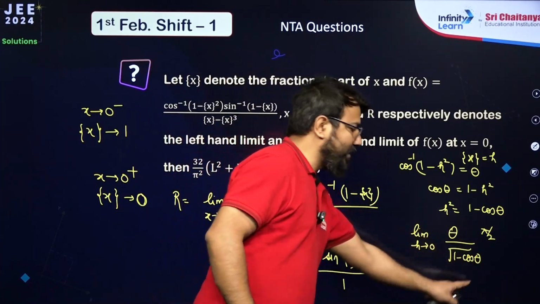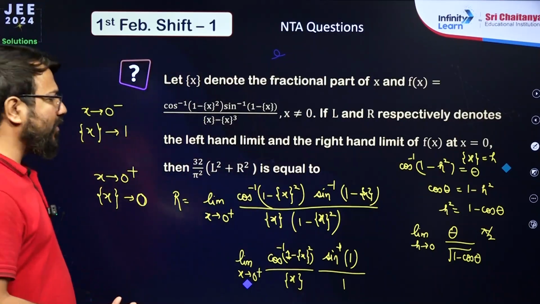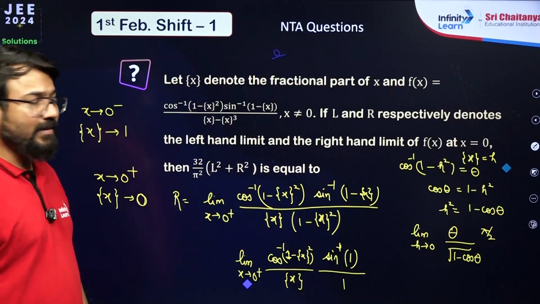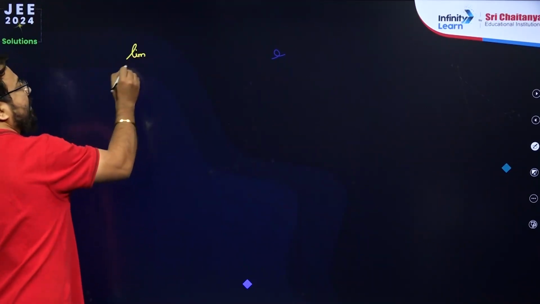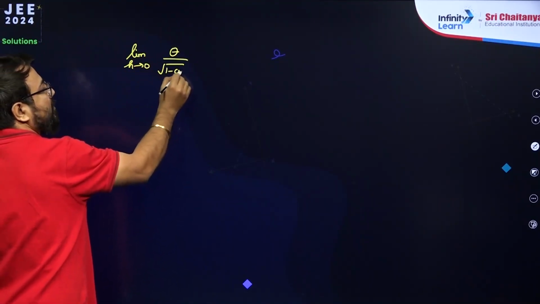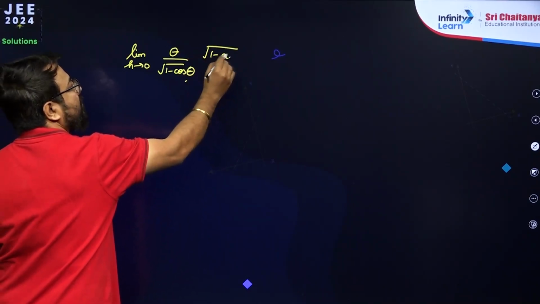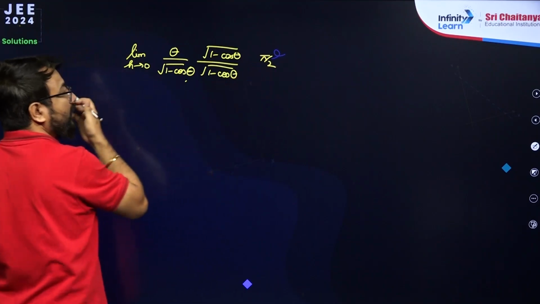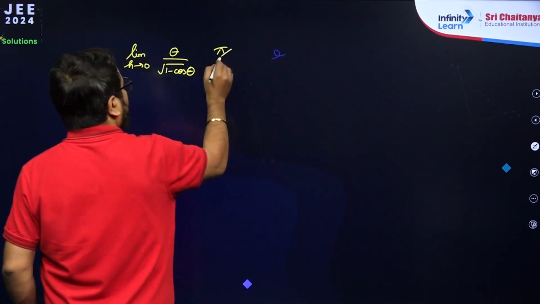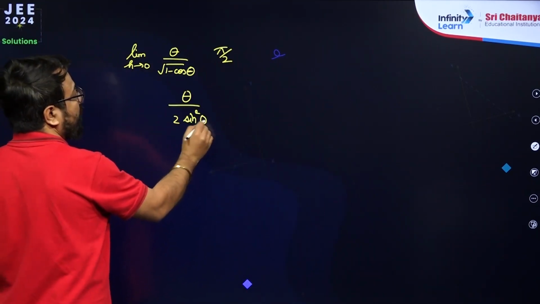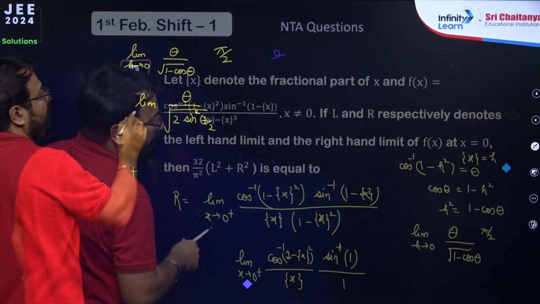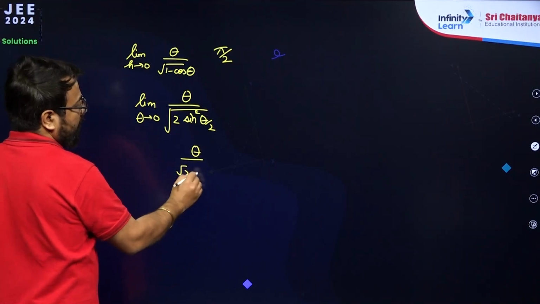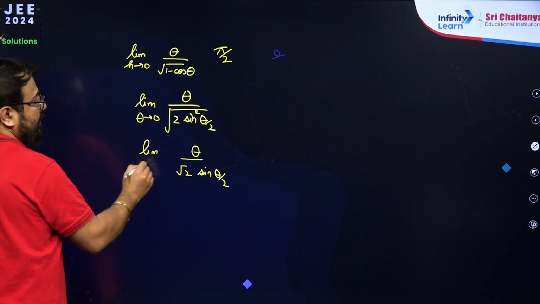I want to get the value of this limit. How will I be able to solve it? It would be very easy. We can just apply the L'Hopital rule, or we can rationalize this. So limit of h tending towards 0, theta over root over 1 minus cos theta. Root over 1 minus cos theta is already there, and along with that pi by 2 is also written. So here, without even rationalizing it, it is 2 sine square theta by 2 with a square root, and limit of h is tending towards 0, so cos theta will be 1 at theta tending towards 0. So this will be theta over root 2, then it becomes sine theta by 2, and limit of theta is tending towards 0.